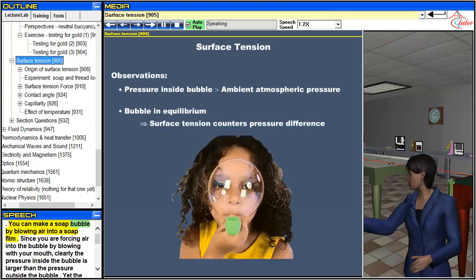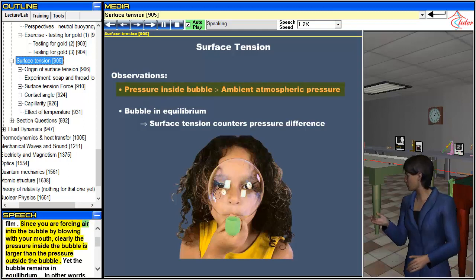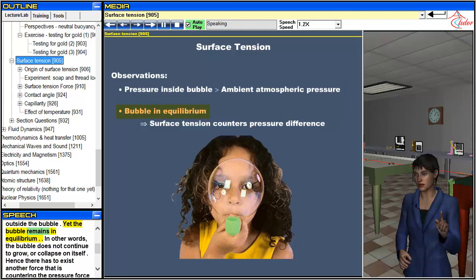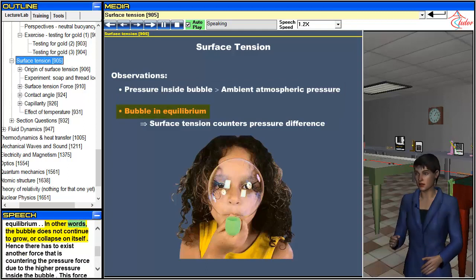You can make a soap bubble by blowing air into a soap film. Since you are forcing air into the bubble by blowing with your mouth, clearly the pressure inside the bubble is larger than the pressure outside the bubble. Yet the bubble remains in equilibrium. In other words, the bubble does not continue to grow, or collapse on itself.